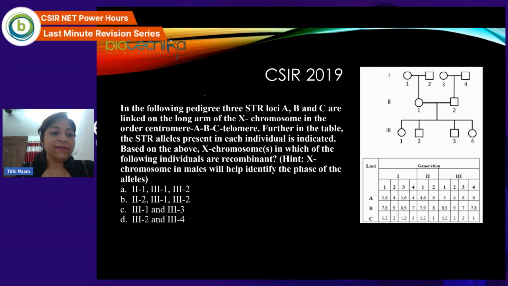Okay, so let's see this then. In the following pedigree, 3 STR loci A, B, and C are linked on the long arm of the X chromosome in the order centromere, A, B, C, then telomere. Further, in the table, the STR alleles representing each individual are indicated. Based on the above, which of the following individuals are recombinant? The hint is also given to you that the X chromosome in males will help you identify the phase of the alleles. Now there are numbers given, right?